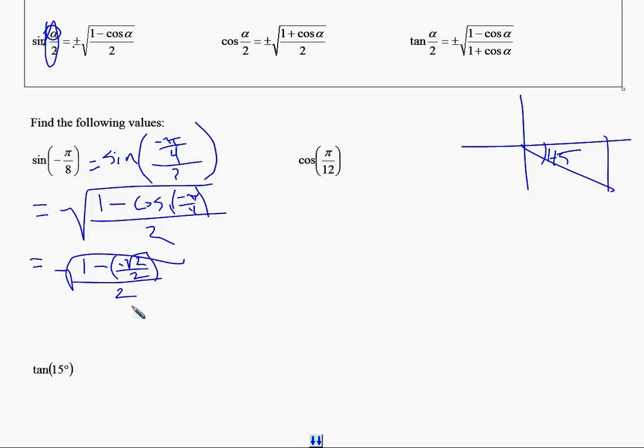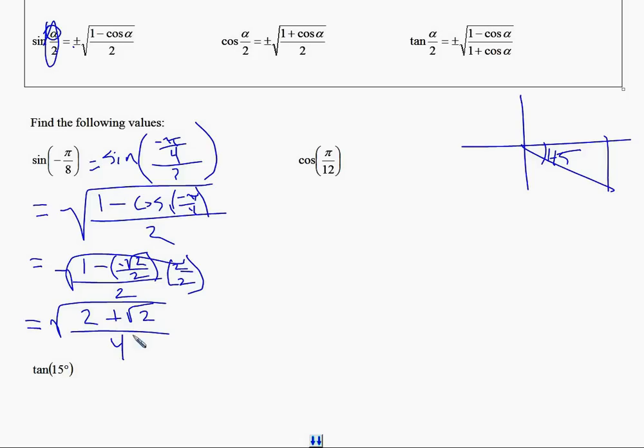And now instead of dividing by 2, I can think of it as multiplying by 1 over 2, or I could multiply everything by 2 in order to clear this from the denominator. So I'm going to multiply everything by 2 over 2, and what this is going to do is distribute through. That's going to give me a 2 minus, that'll clear that 2, so minus a negative radical 2. So that's going to be plus radical 2, and then that's over 4.